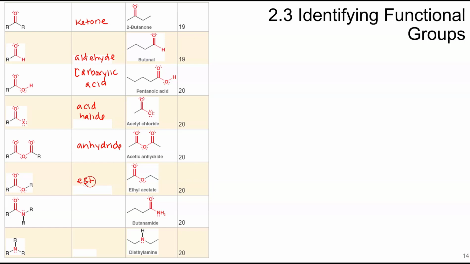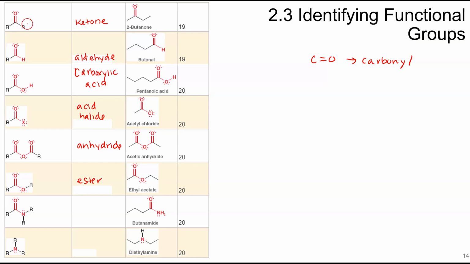This one is an ester. So all of these have the carbonyls in them. So a C double bond O is a carbonyl. And these all contain the carbonyls, but it's what's on either side of the carbonyl that makes them different.